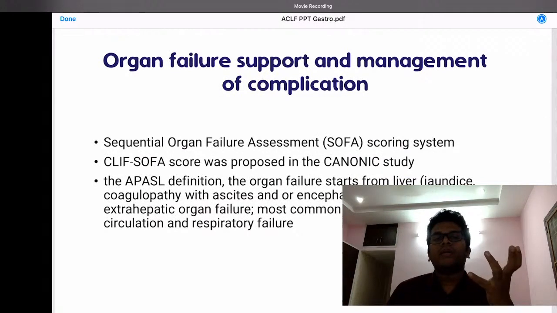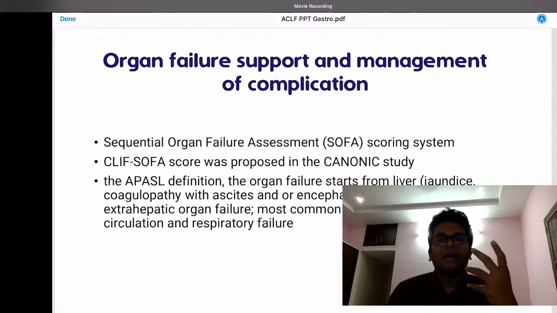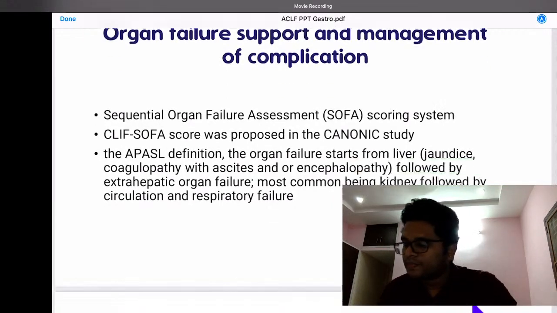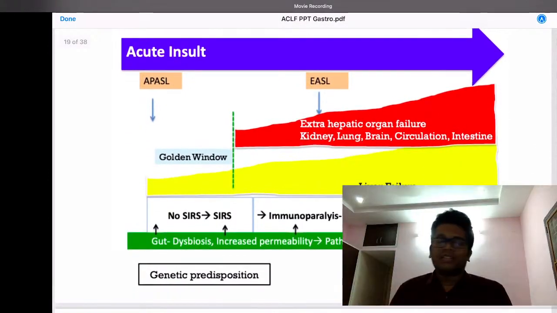Now, next coming to organ failure support and management of complications. There are various scores being used, but of late the SOFA is commonly being used, and we have other scores like CLIF-SOFA and then the APASL ACLF Research Consortium (AARC) score being used of late to know the degree of involvement of the liver and other organs. Now, this is a brief picture from the APASL guidelines which I have taken.